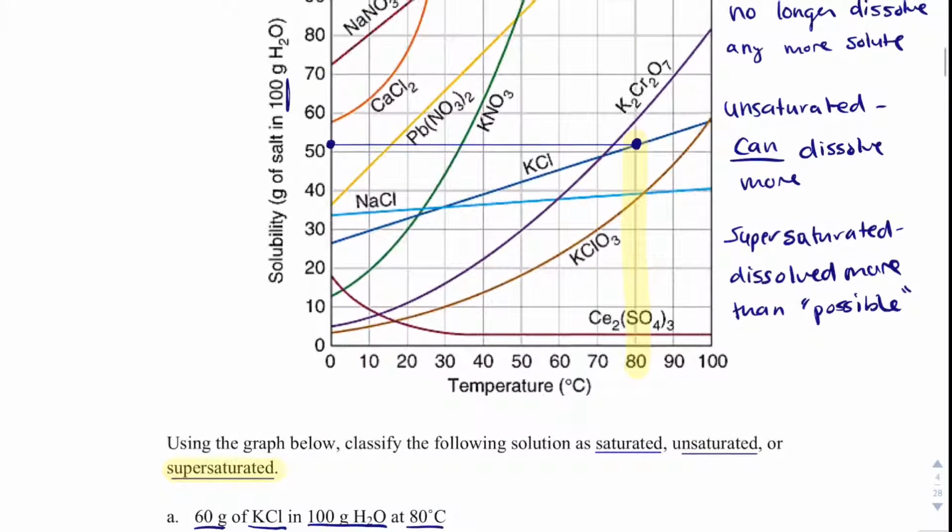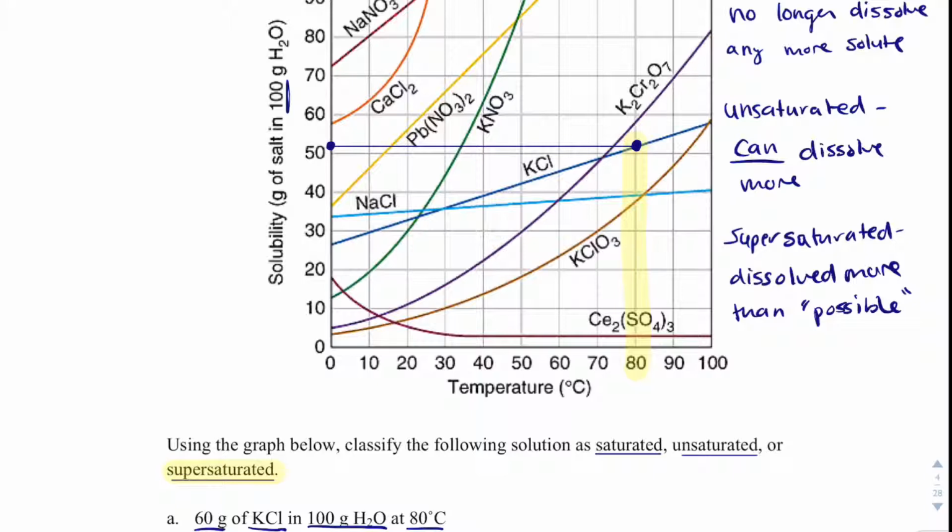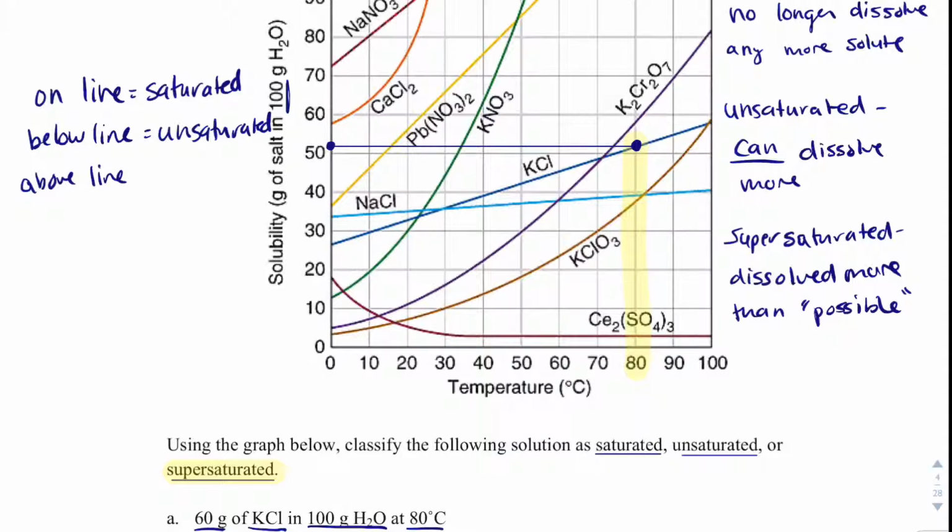If I look at my y-axis, the maximum that it could dissolve is what this line says. If you're on the line, you are saturated. If you're below the line, you are unsaturated, meaning you can still dissolve more. And if you're above the line, you're supersaturated.